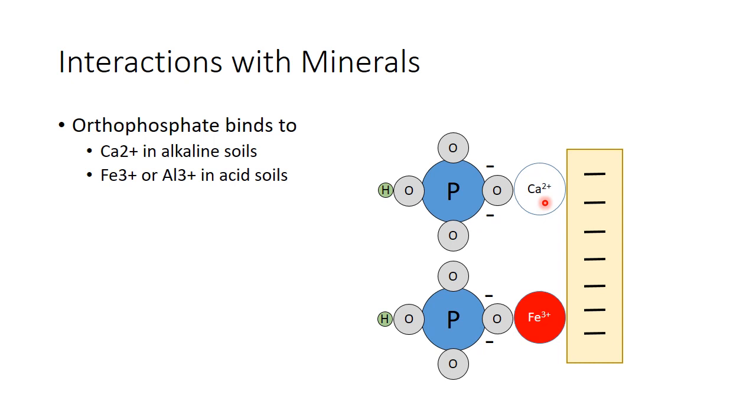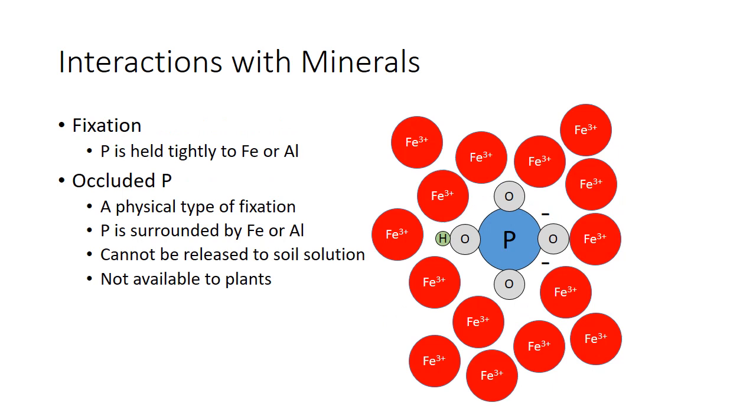So in alkaline soils, it's generally Ca2 plus. In acid soils, it's usually Fe3 plus or Al3 plus, so aluminum or iron. But this is what we call cation bridging, where the cations are forming a bridge between the anionic clay and the anionic phosphate.